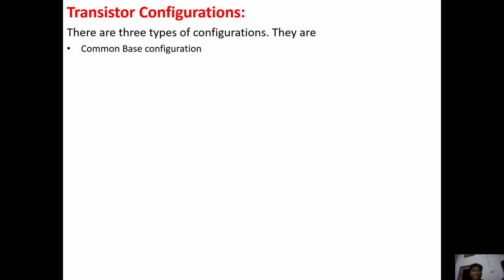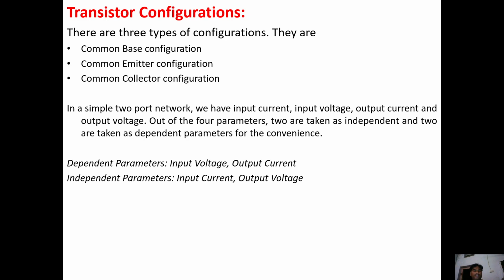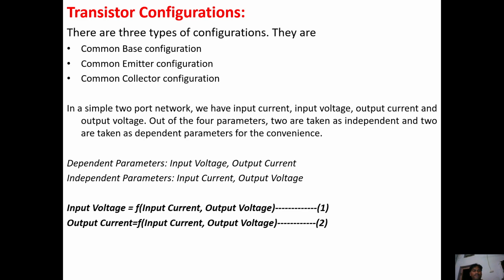Hi all, today we are discussing transistor configuration. There are three types of transistor configurations. They are common base configuration, common emitter configuration, and common collector configuration.